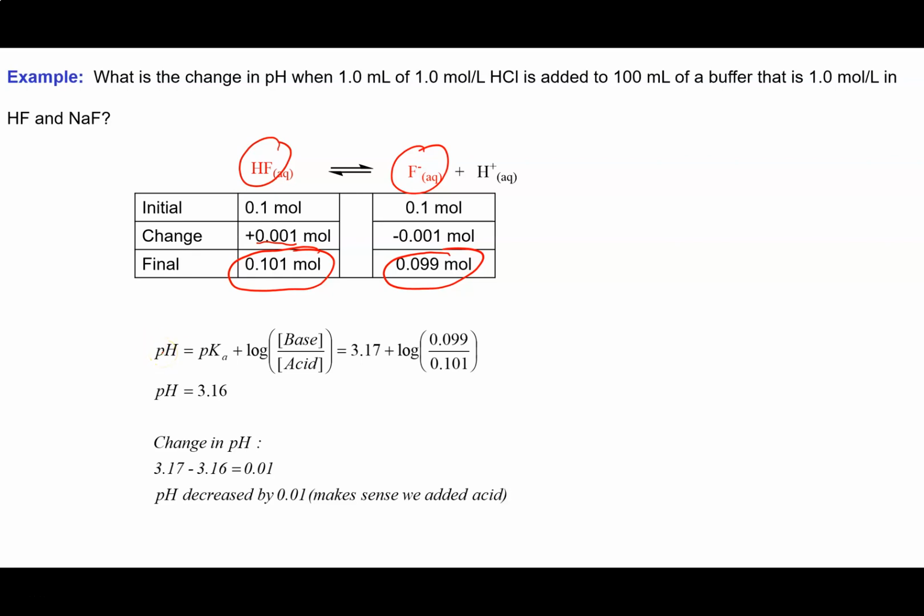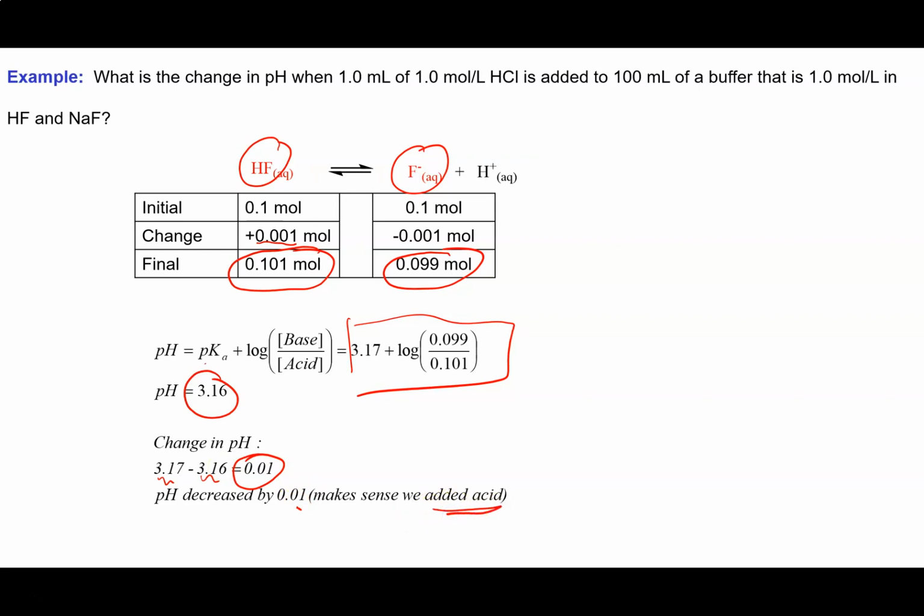So the pH is going to be equal to the pKa plus the log of the moles of base over the moles of acid. And when I do that, what do I get? 3.16. So initially, I had a pH of 3.17. Finally, I ended up with a pH of 3.16. The pH went down by 0.01 units, which is a tiny little amount, and that makes sense because we did add acid.